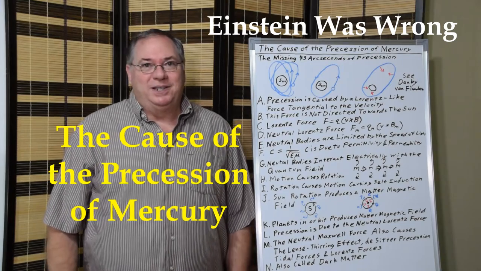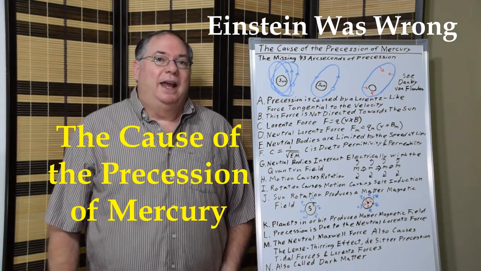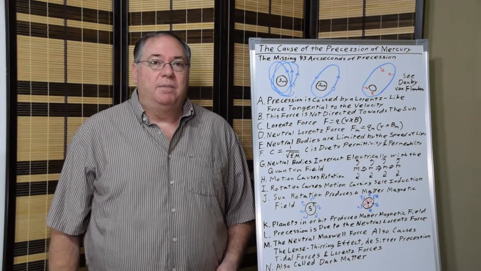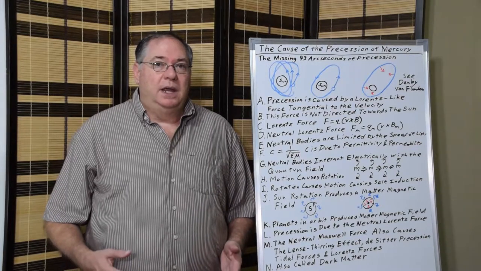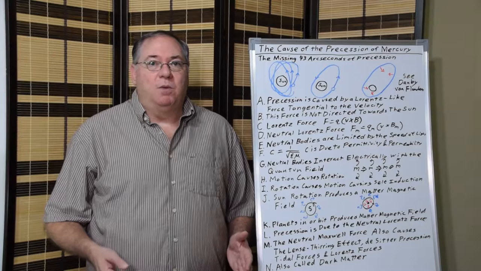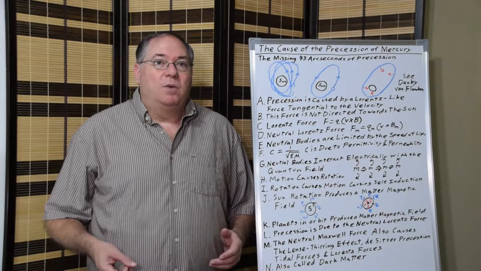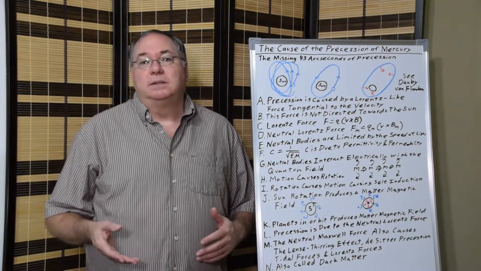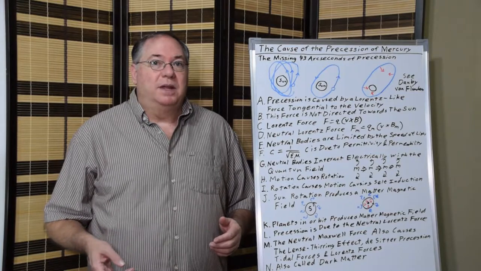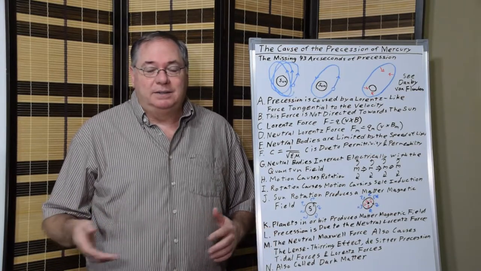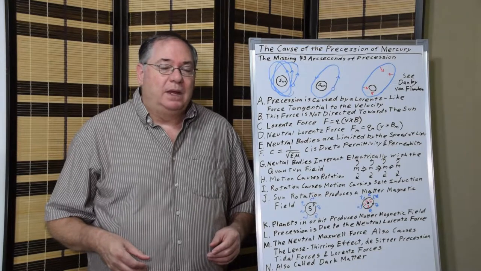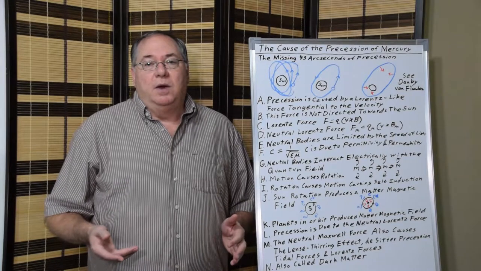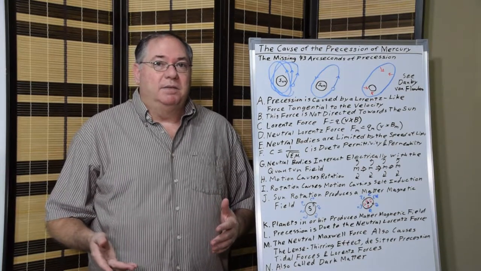Today I'm continuing my series on general relativity, and this time I wanted to talk about the precession of the perihelion of Mercury and what's the actual cause in terms of what's happening with the quantum field. In quantum field theory, the cause is due to an electromagnetic type interaction rather than space bending, curving, and time dilating.